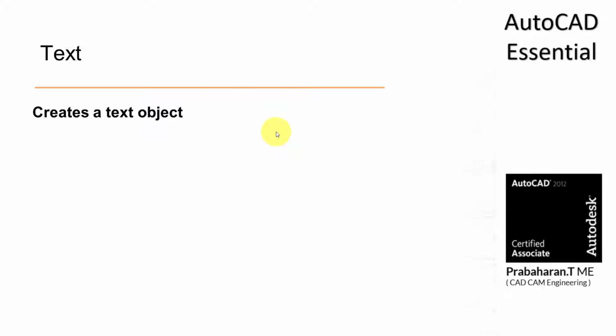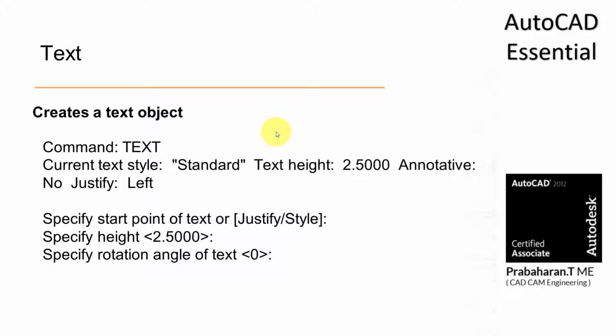If you go to the text command, it will create a text or letters on the drawing or beside the drawings wherever we specify the location. Once you give the text command, there are some default settings we can observe here. Style is called standard style. Height, the standard height is 2.5, that means default height. Justify is left. These are the default settings we initially have. Later on we can change style, height and justification as we like.